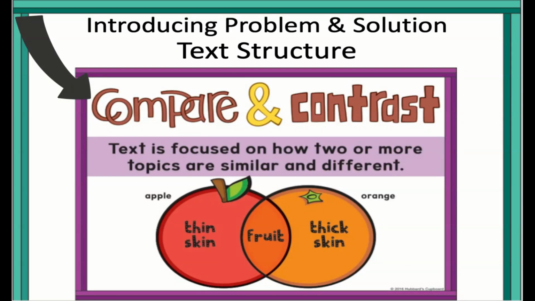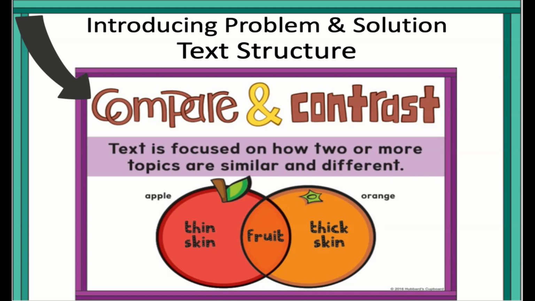Right, fourth grade. So, back with our reading series this week, and we're going to be talking about text structure, which is how an informational or expository text is written. And the one that we are going to be talking about this week is compare and contrast. So, when we talk about compare and contrast, we are looking at the text and how it's focused on two or more topics that are similar and different.